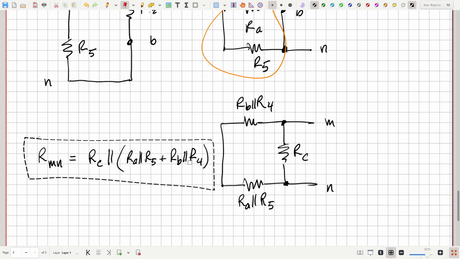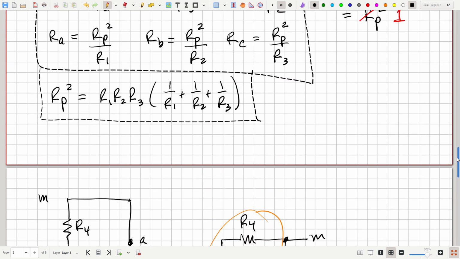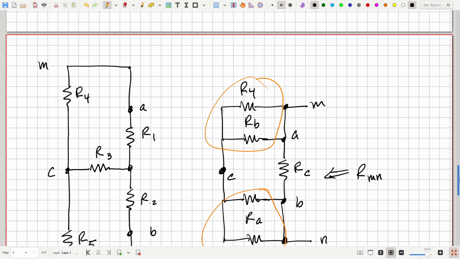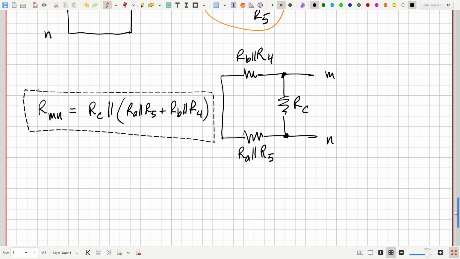Okay, and what are RA and RB? Well, here they are, RA and RB and RC. And what's RP? Here it is. Okay, so that's an example of the delta Y transformation.